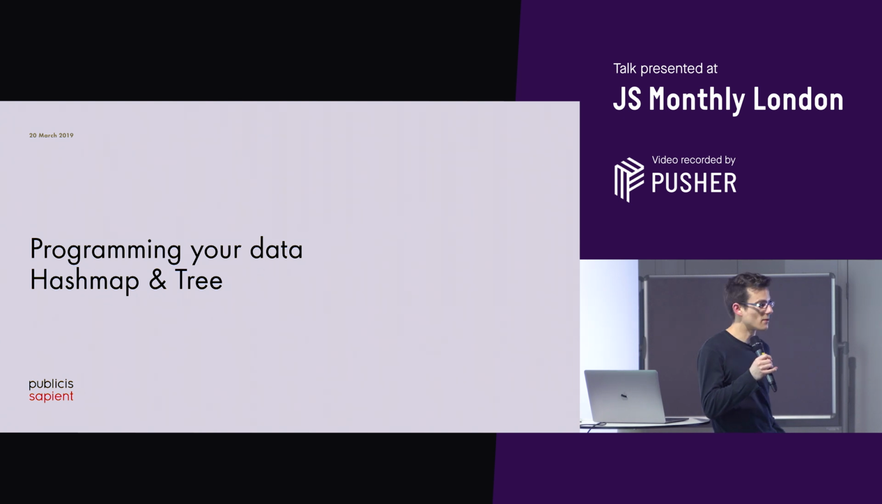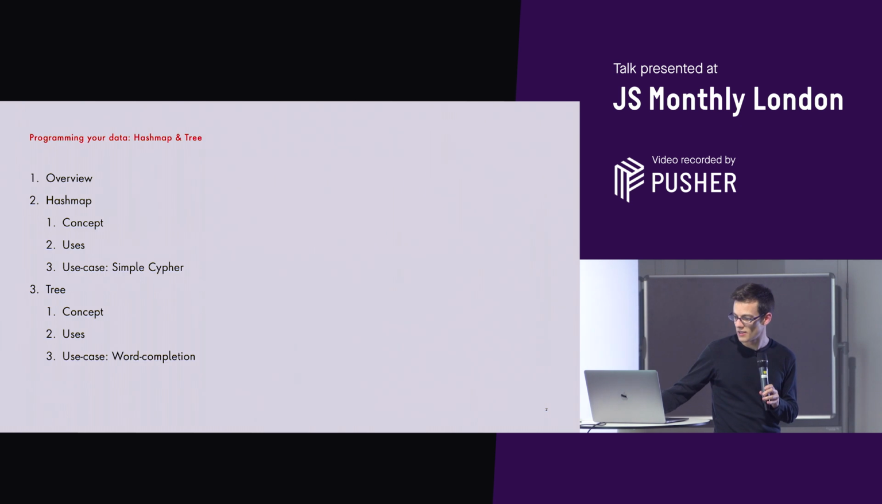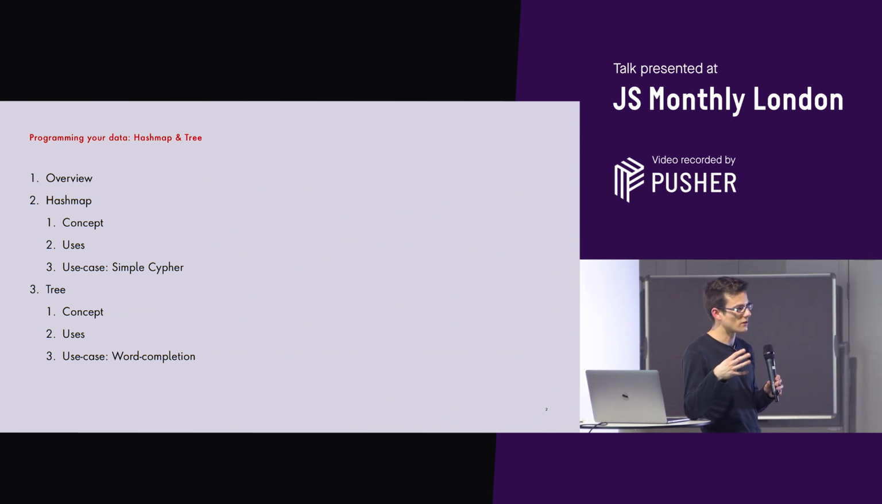Here to talk about programming your data, specifically around hash maps and trees. Hash maps are a pretty common thing that you'll see in JavaScript, but pretty frequently they're underutilized and not appreciated for all the different things that they can do and how well they do them. And then also with trees, I think it's a pretty common thing that people don't know how to use them in kind of real world situations.